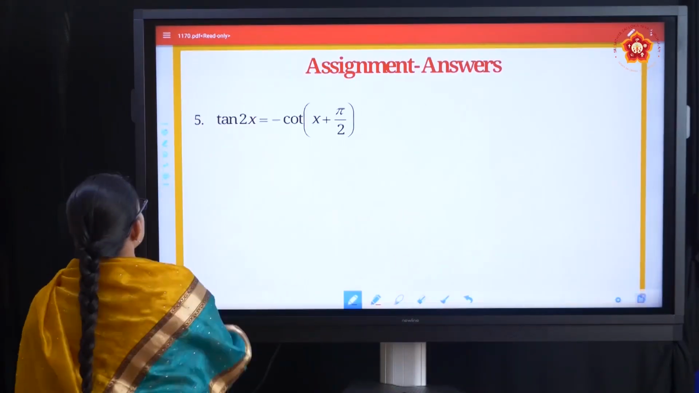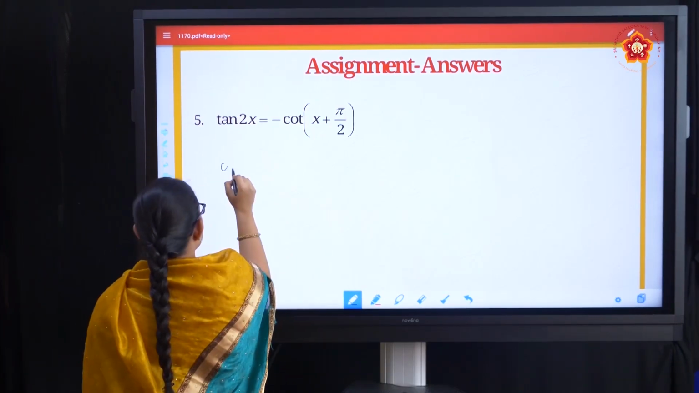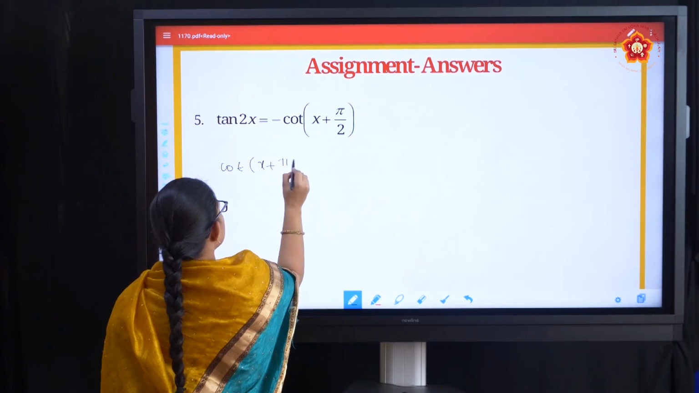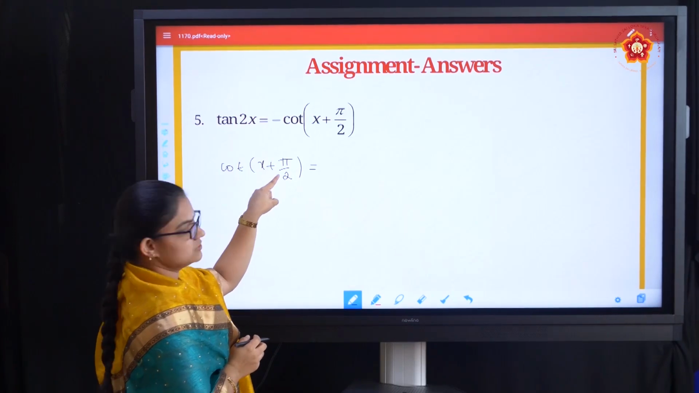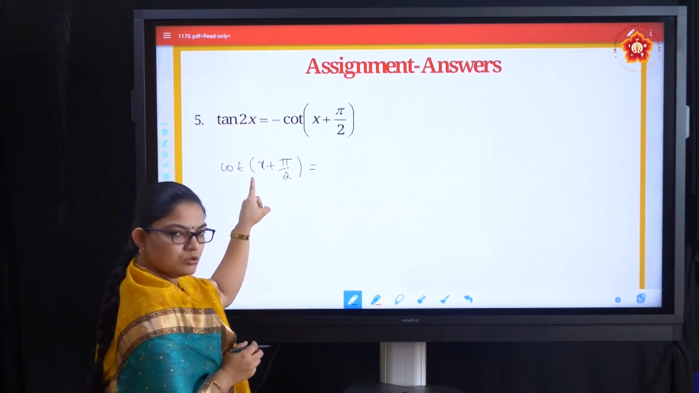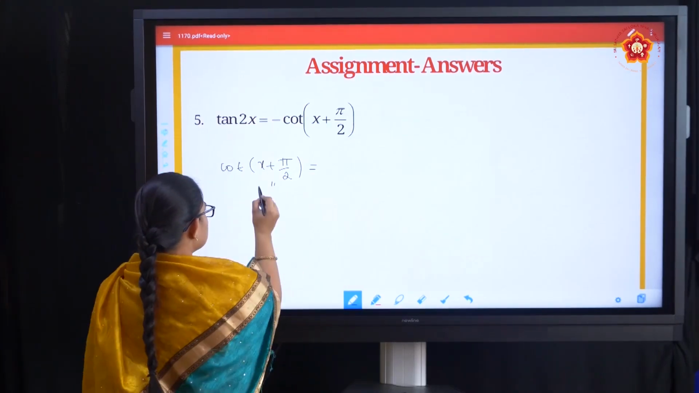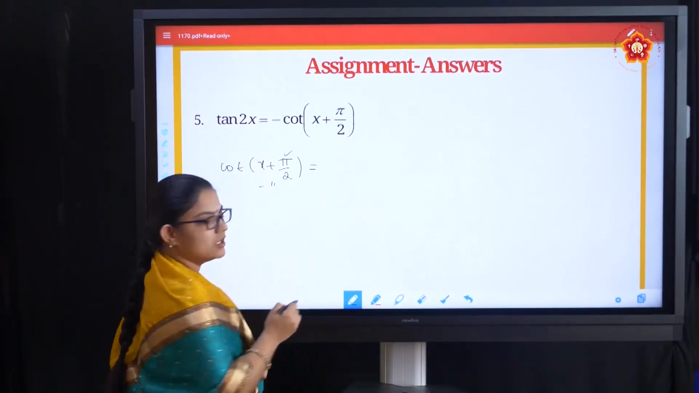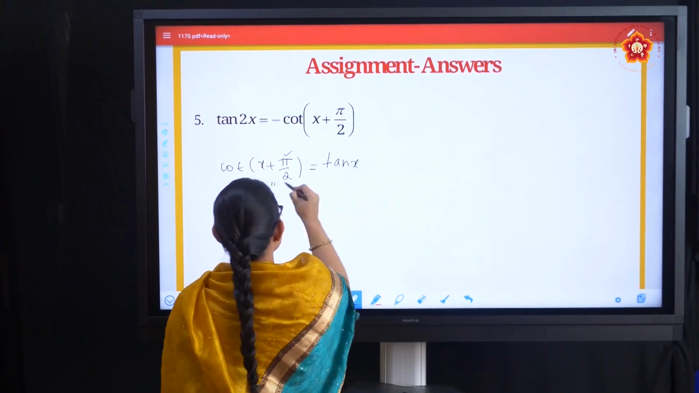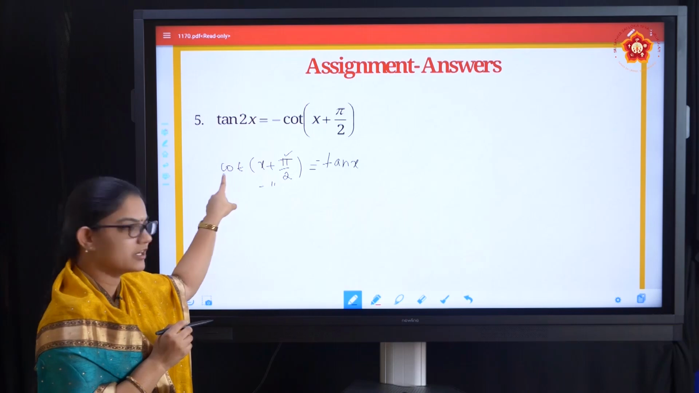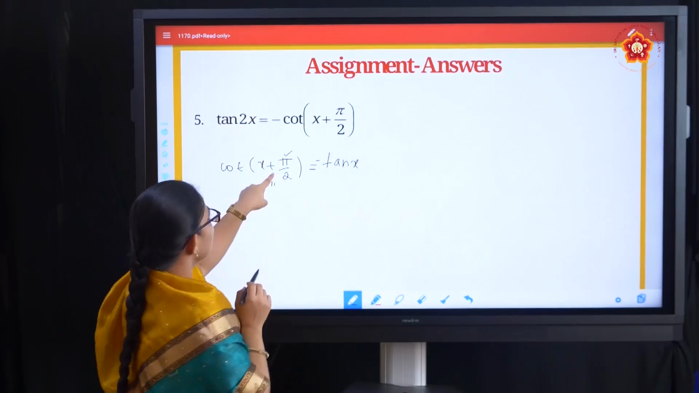Let us see the next problem. tan 2x = −cot(x + π/2). Now, we know that cot(x + π/2), that is π/2 + x, means more than π/2, which will be in the second quadrant. In the second quadrant, cot is negative, and since π/2 is involved, cot will change to tan. So we get tan x, but it is negative, −tan x, because in the second quadrant cot is negative. So −tan x is nothing but cot(x + π/2).